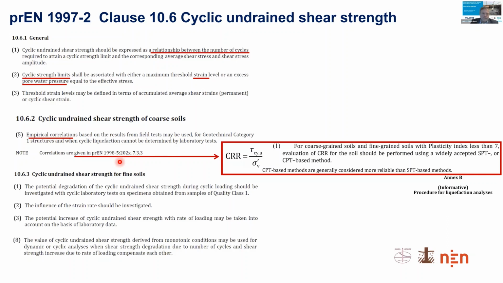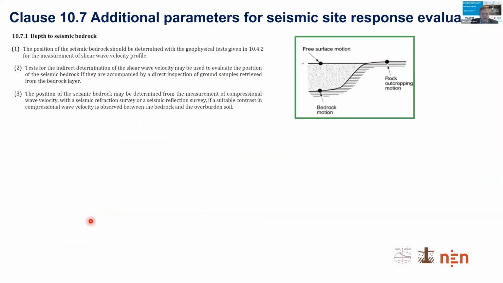And for fine soils, it is important to observe the possible effect in terms of degradation and the possible effect of strain rate, and the potential increase that we can have in cyclic undrained shear strength because of the strain rate effect. If both of them compensate each other, we can directly use the values that we get from monotonic tests. This is stated in the code. Finally, this is really the last indication about cyclic and dynamic properties.